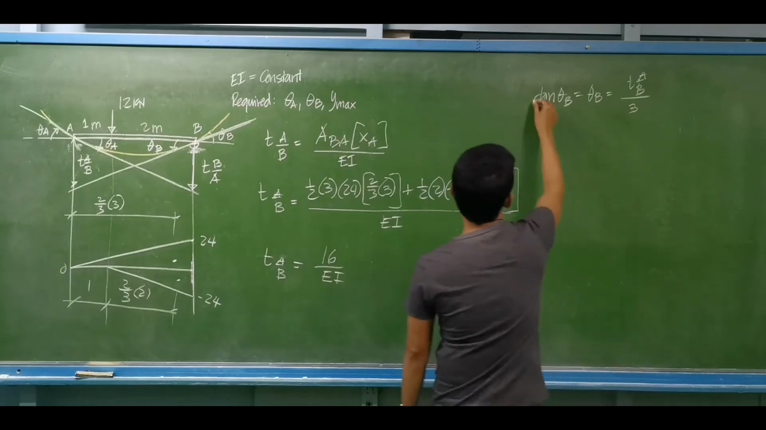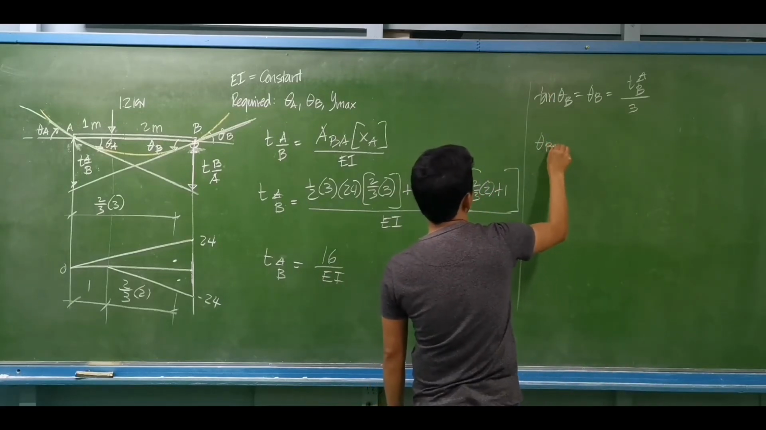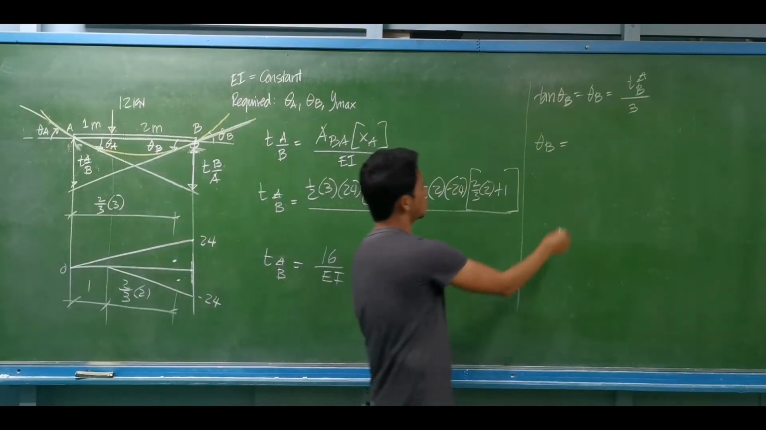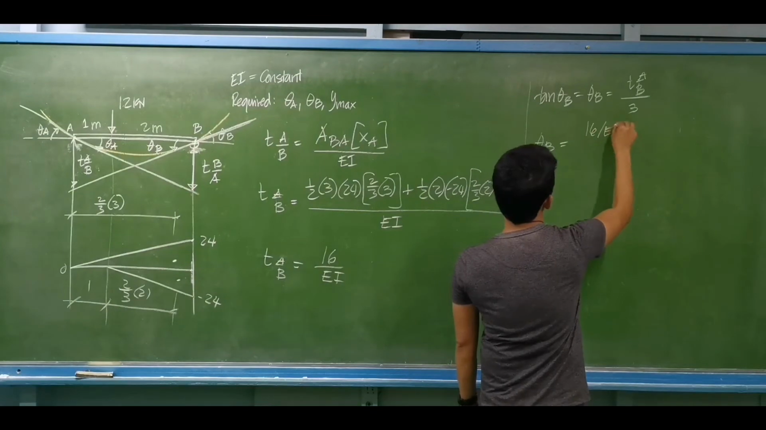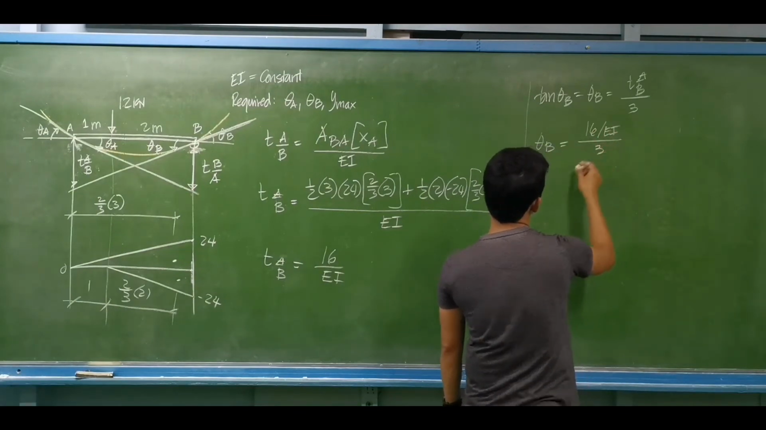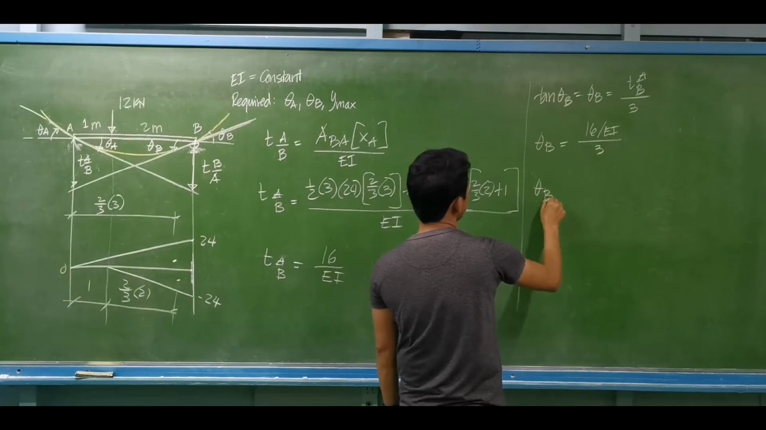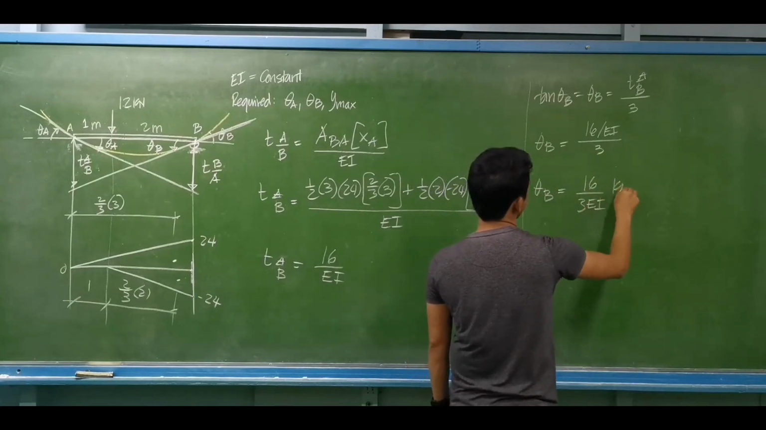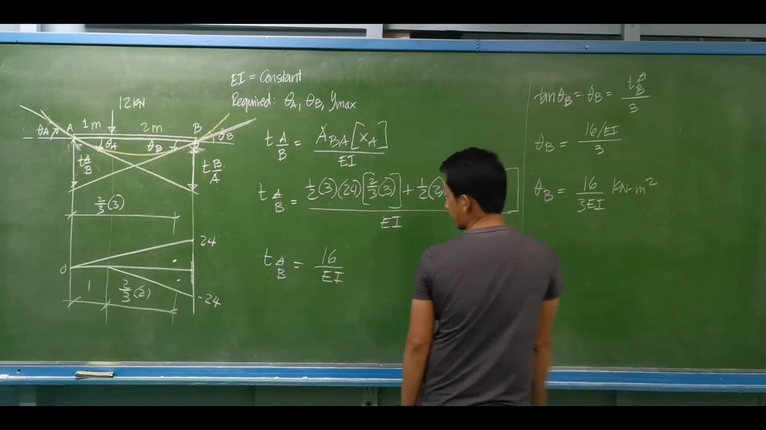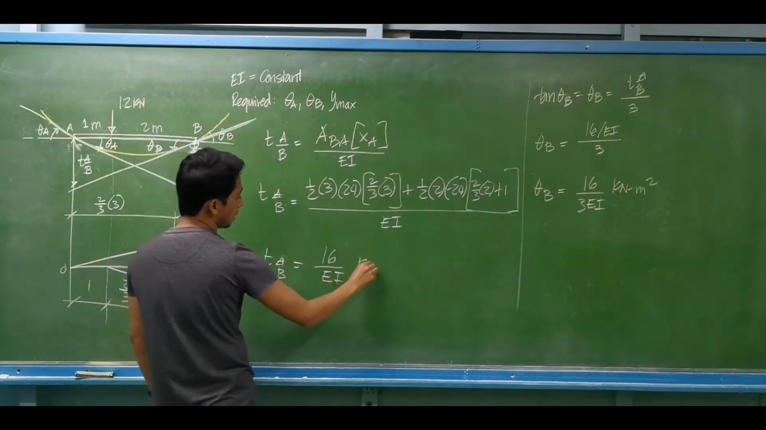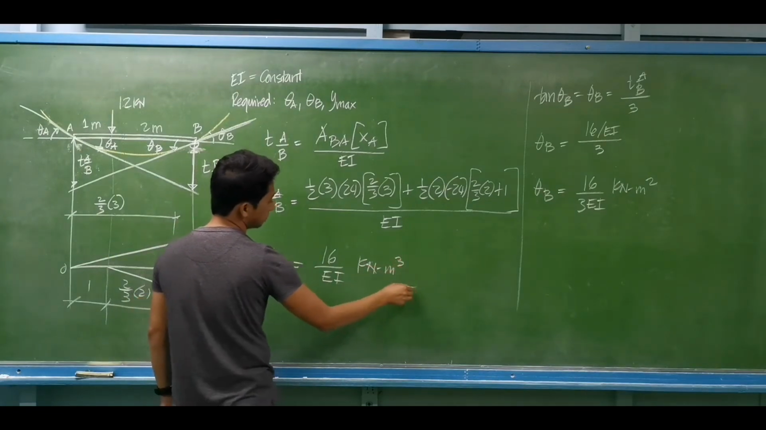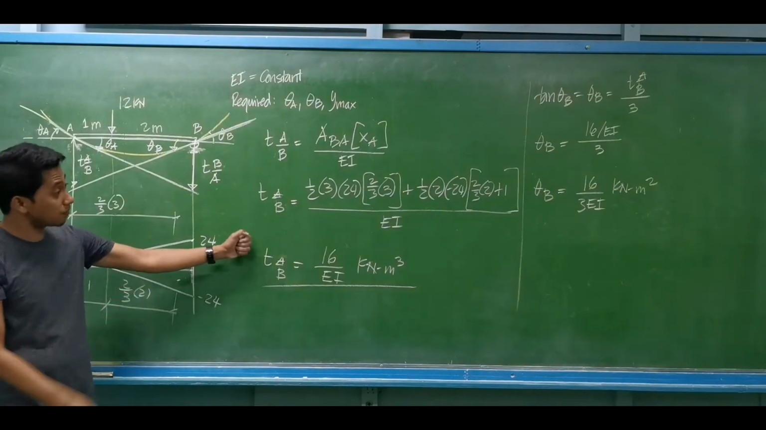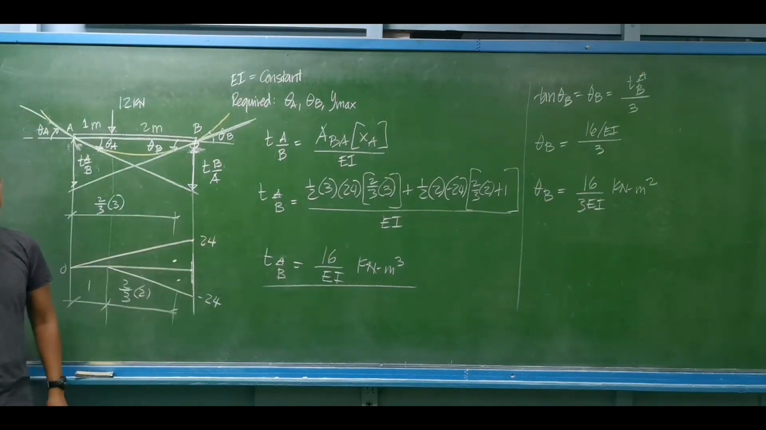We have 3 meters. So the rotation at B is equal to the deviation from B to A, which is 16 divided by EI, divided by 3 meters. So the rotation at B is now equal to 16 divided by 3 EI, in terms of kilonewton meter squared. Again, the deviation is in kilonewton meter cubed. So these are our solutions for the computation of the rotation. So how about the deflection?